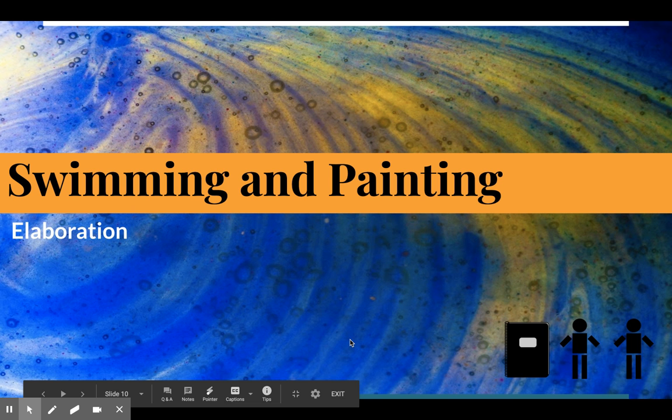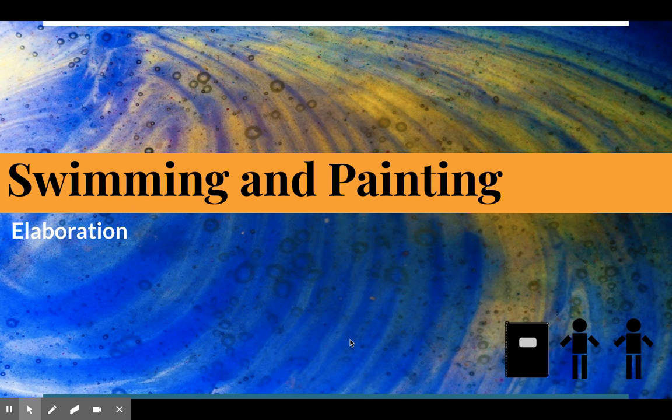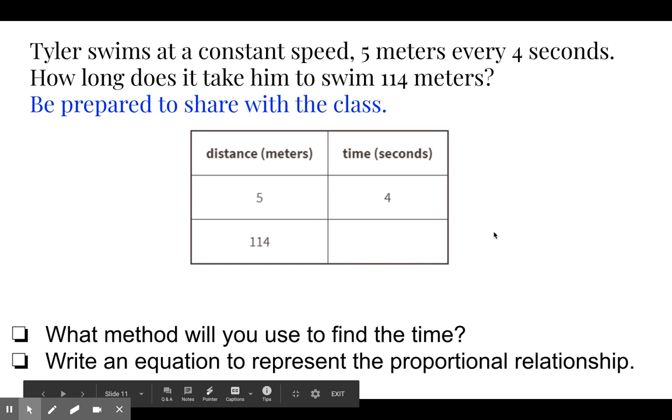So we're going to move to our elaboration activity at this time, once again, which is also found in your student companion. That is on page 4, and there are 3 questions. And the title of the elaboration activity is Swimming and Painting. So this is just going to build on what we just did.